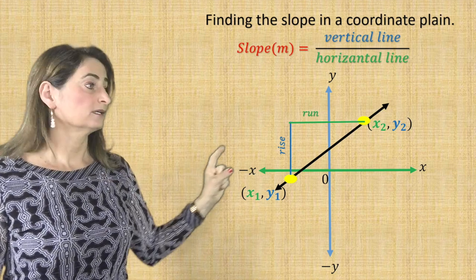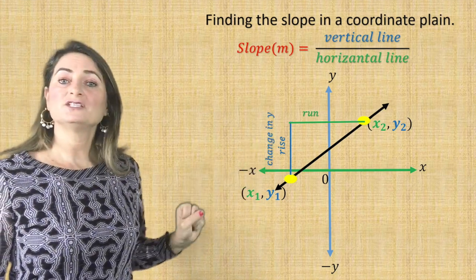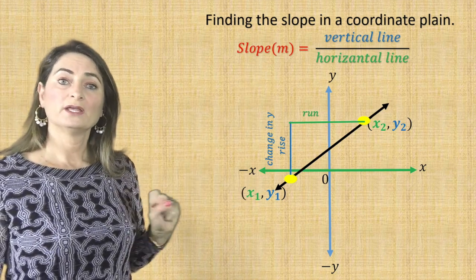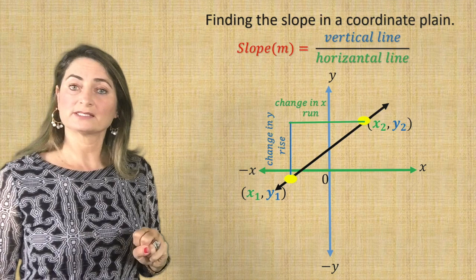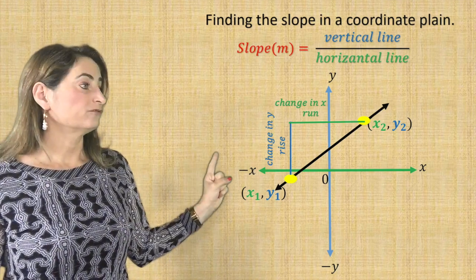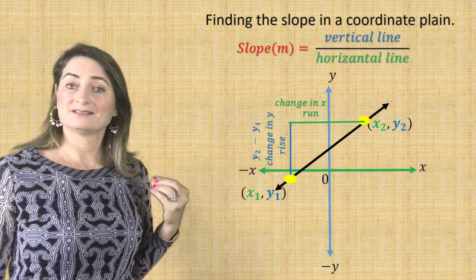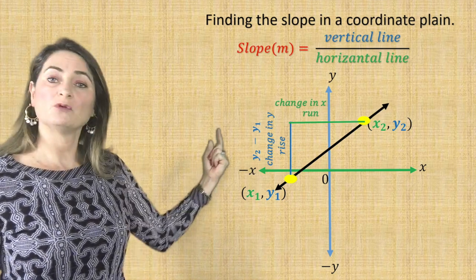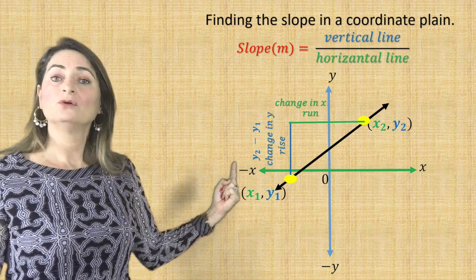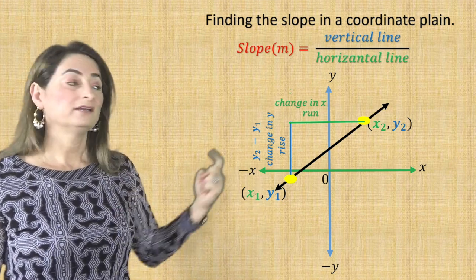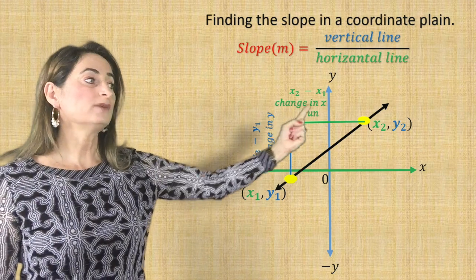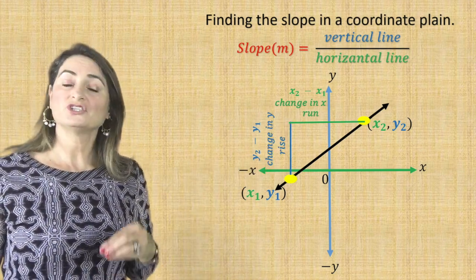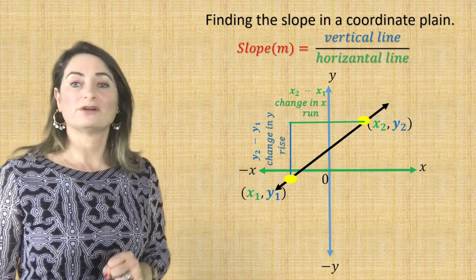Did you notice something? The rise is the same as the change in y. How did y change from this point to this point? And the run is the change in x. The word change means minus or difference. So if I take the value of y2 minus y1, that gives me the change in y, which is the rise. And if I take x2 minus x1, the difference in the x's, that gives you the change in x, and that is the run.